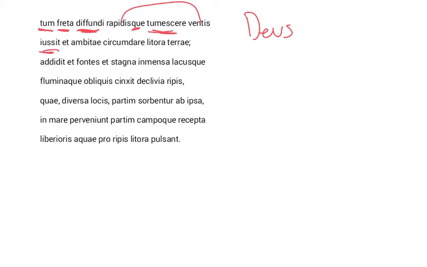And it really has two objects. It has freta diffundi and freta tumescera. He ordered two things. Rapidis ventis, of course, here, ablative of means, ablative of instrument.